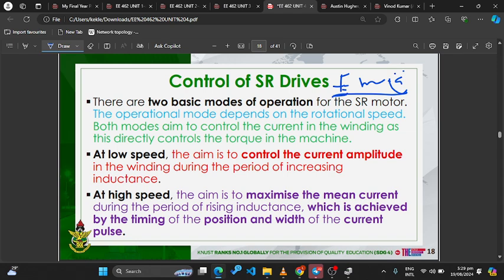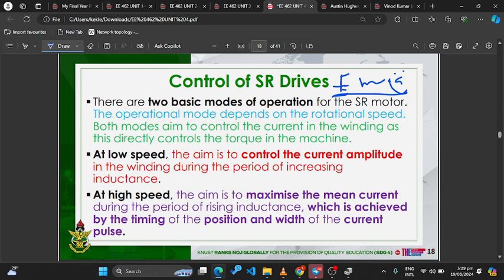So if you want to change speed in a motor, you need a certain torque. You need torque to change speed. And to change torque, you need to control the current in the winding. Here there is no rotor winding, so any winding we are talking about is the stator winding. Current directly controls the torque in the machine.